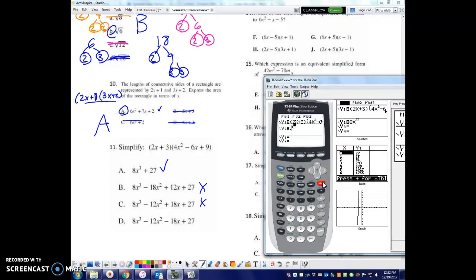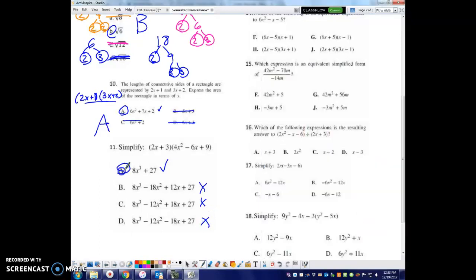Whoops. Let me clear that. Let me do that again. 8x to the third. Oh, clear it. 8x, whoops, x to the third. There we go. Minus 12x squared minus 18x plus 27. Go to your table. Do they look the same? No, they don't. So it is A.